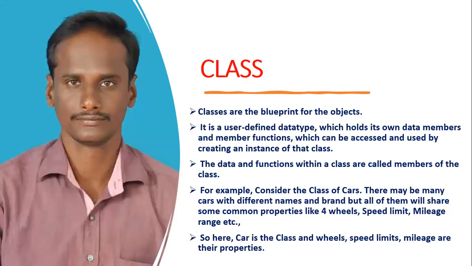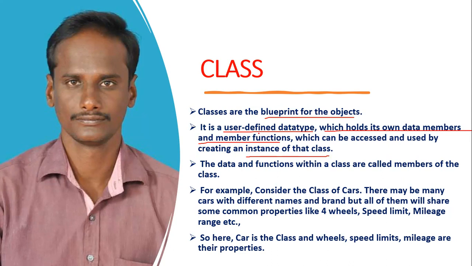Let us see what a class is. Classes are the blueprint for objects. It is a user-defined data type which holds its own data members and member functions. You need to remember these three points. So classes are the blueprint for objects, and a class is a user-defined data type which holds its own data members and member functions, which can be accessed and used by creating an instance of that class.